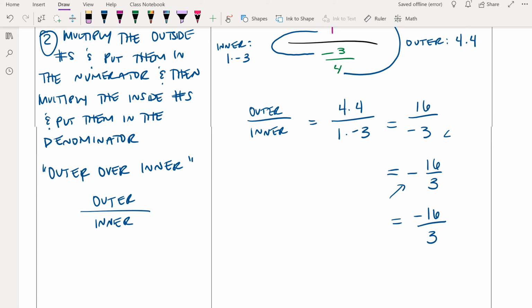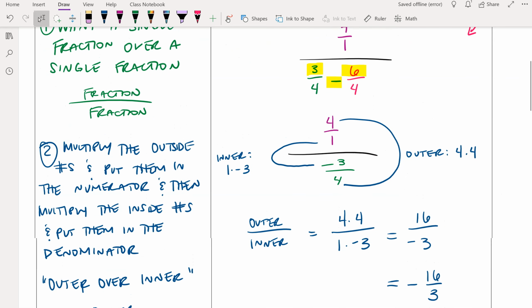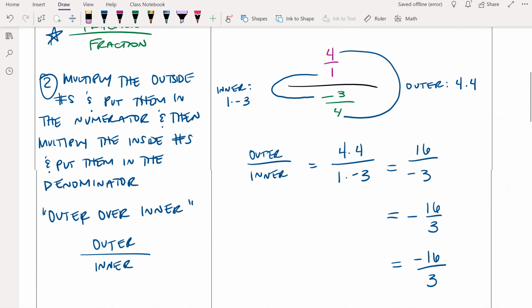It's the same thing. Okay, so the trick, if you have a fraction over a fraction, you can multiply the outsides, put them on top, and then you can multiply the insides, put them on bottom. That is your simplified fraction, outer over inner. Okay, let's move on to the next topic for today.